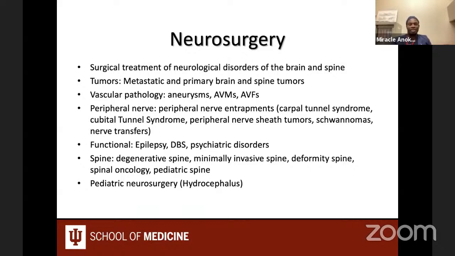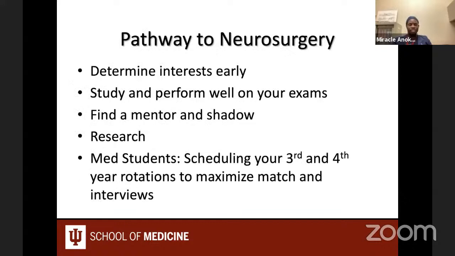So how do you get to becoming a neurosurgeon? So the pathway to neurosurgery begins early. So determine your interests early. Sometimes you can determine those interests late, but earlier is better than later. But there are people who have been very successful who have developed their interests later and have gone on to become great neurosurgeons. But the best is to try to determine your interests early, whether this is in college or this is in medical school. I developed my interest in first and second year of medical school, so not as early as college.